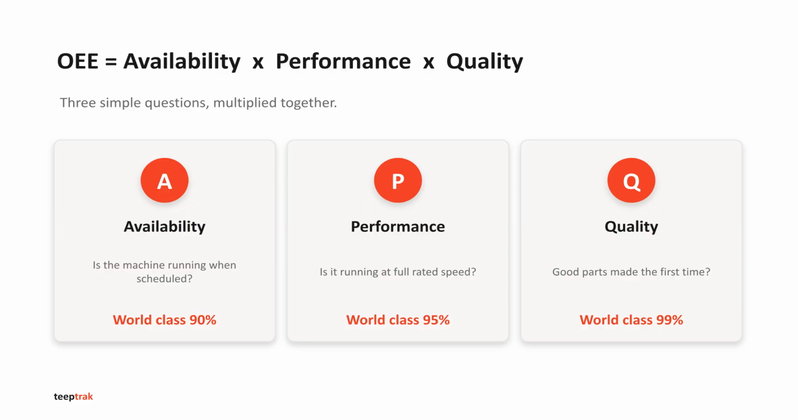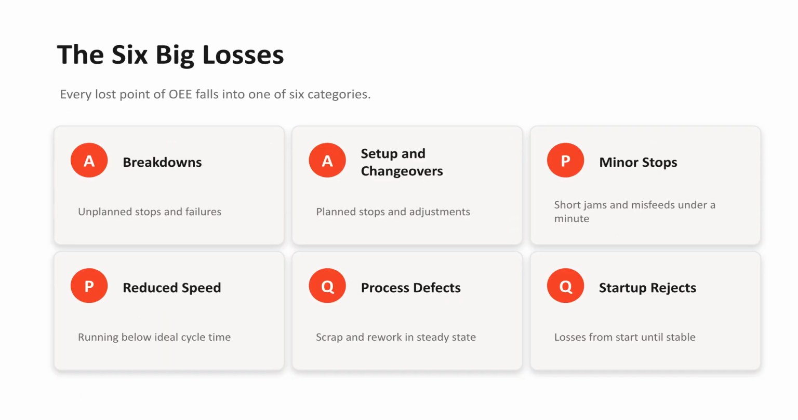OEE is calculated by multiplying 3 factors: availability, performance, and quality. World-class standards for these are 90% availability, 95% performance, and 99% quality. Every point of OEE lost falls into one of 6 categories: breakdowns and changeovers for availability, minor stops and reduced speed for performance, and process defects or startup rejects for quality. Pinpointing these losses is the first step to resolving them.